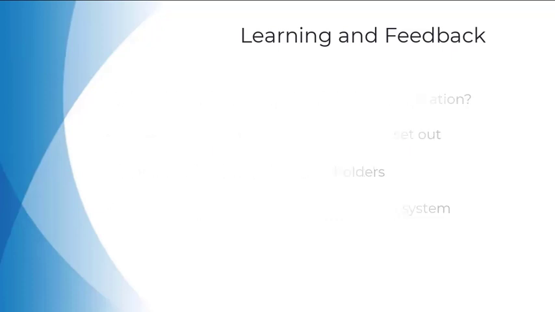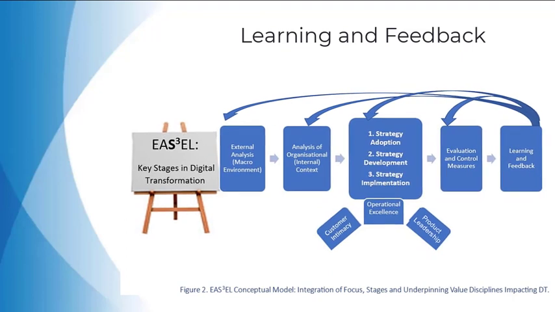And just to mention, as you can see from the diagram, these arrows that you can see coming from learning and feedback represent that there's learning and feedback throughout the whole process. So it's important that you adopt a mindset that is open to failure throughout the process of your digital transformation, so that you can make any changes or adjustments when required. That is an overview of the EASL conceptual model and the end of today's video.